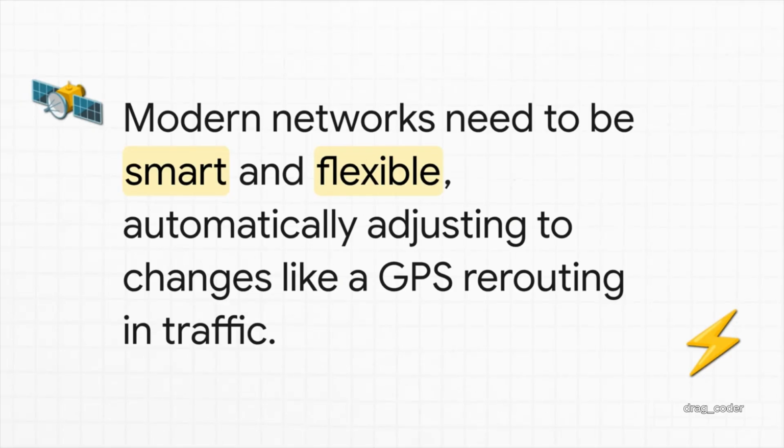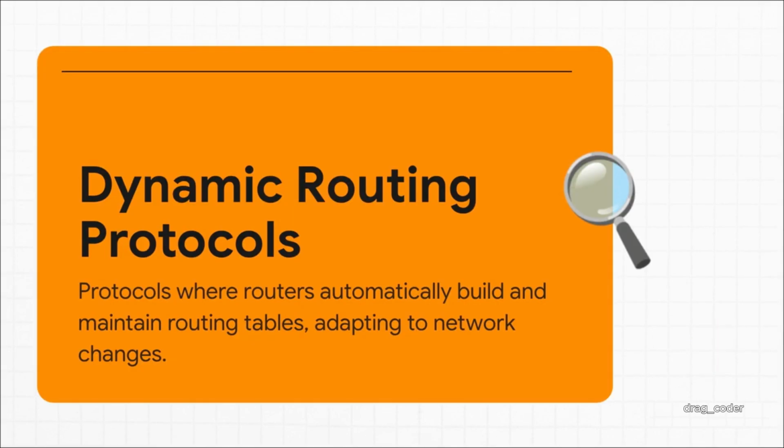So, yeah, pretty clearly, for the internet we use today, just asking your neighbors for directions is not going to cut it. We need something way smarter. We need something like a real-time GPS that can see the whole map and can instantly reroute you around a traffic jam. And that is exactly where dynamic routing protocols come in.